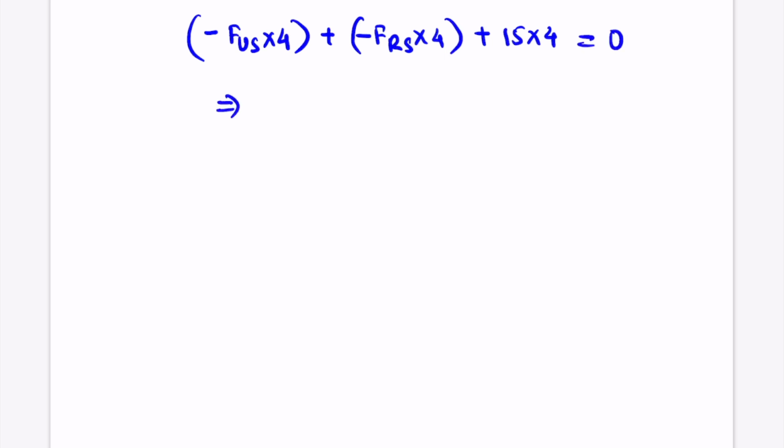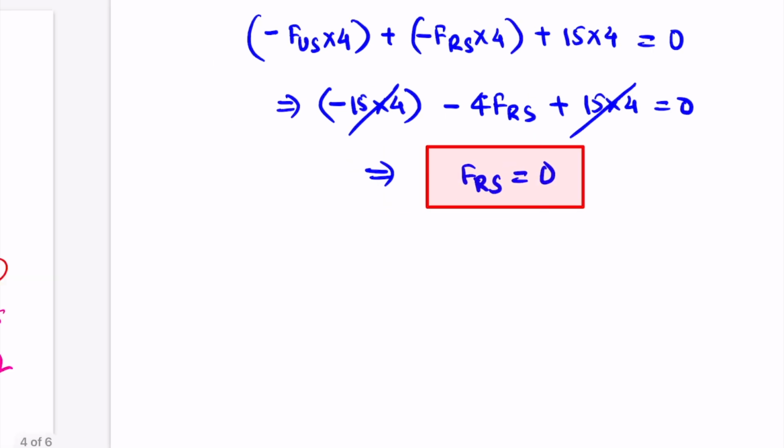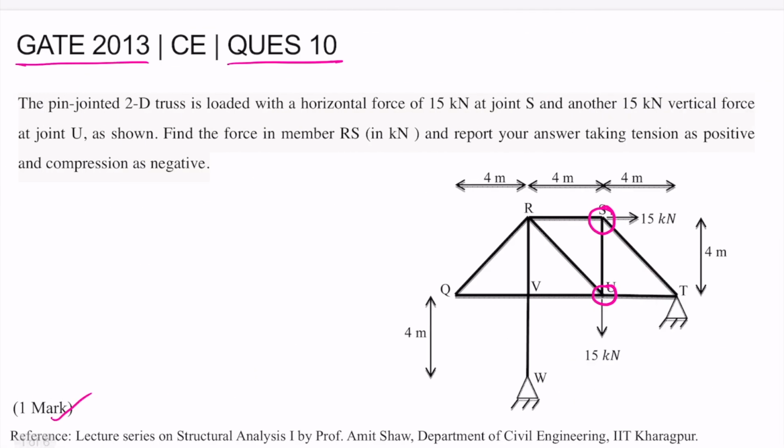FUS was also 15 kilonewton, found out earlier. So minus 15 into 4 minus 4 FRS plus 15 multiplied by 4 equal to 0. These two terms cancel out, and from here we get the value of FRS as 0. So this is our final answer. The force in member RS is 0.